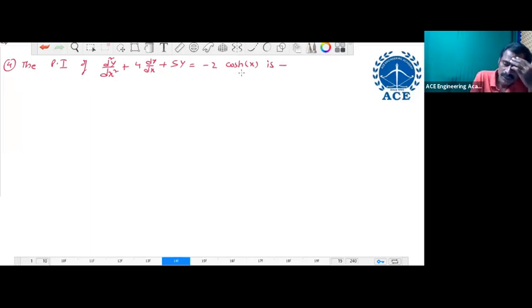In the non-homogeneous part, we have the hyperbolic function. If it is a hyperbolic function also, we follow the same method. Because actually for this hyperbolic function, we don't have a direct method, but we apply the exponential method because it is written in terms of exponential. Let us solve this problem.